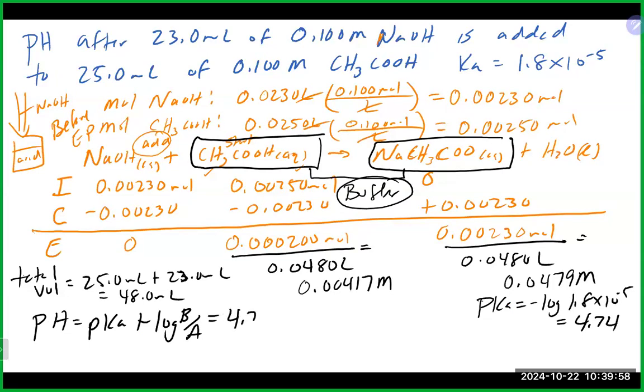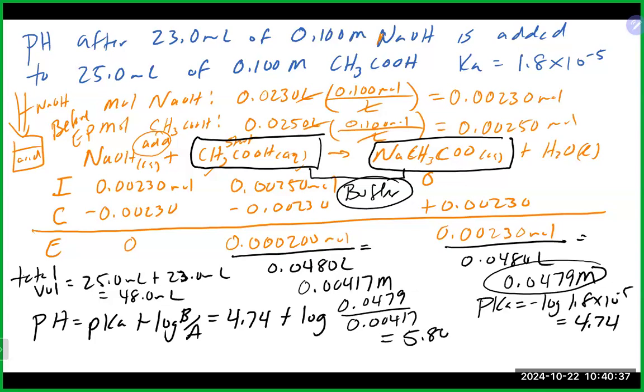So that's going to give us 4.74 plus the log. Again, we want to go with the base on top. Which one's the base? It is the sodium acetate, right? The other one's acetic acid, which obviously would be our acid. So we're going to go with the 0.0479, if I didn't lose a zero there, and we're going to divide that by 0.00417. So let's see what we end up with there. Divided by 0.00417. Going to do a little log of that. We're going to add that to 4.74. That's going to roughly give us, at this point in the titration, a pH of 5.80.